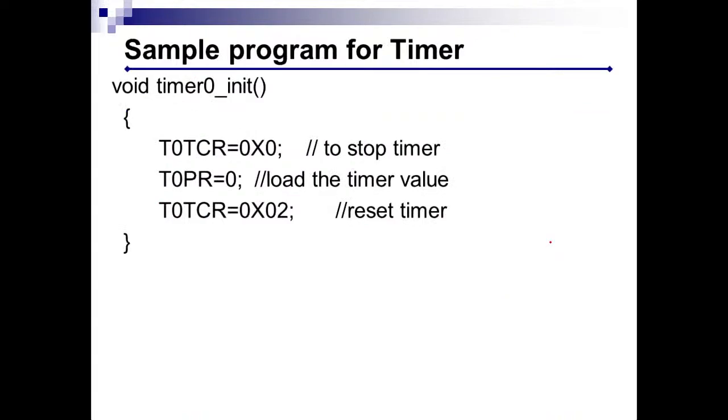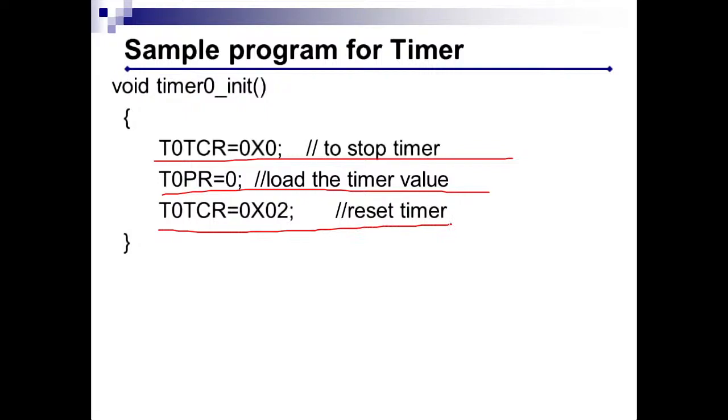This is one sample program for timer 0 initialization. Basically, this is a subroutine which will initialize your timer. In initialization, T0TCR equal to 0 means we initialize the timer register to 0. T0PR equal to 0 means we set the prescale value to 0. T0TCR equal to 0x02 means we reset the timer. These are some of the initialization instructions we can use.